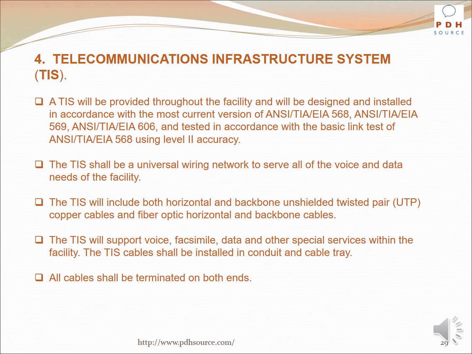A telecommunications infrastructure system, TIS, will be provided throughout the facility and will be designed and installed in accordance with the most current version of ANSI 568, ANSI 569, ANSI 606, and tested in accordance with the basic link test of ANSI 568 using level 2 accuracy. The TIS shall be a universal wiring network to serve all the voice and data needs of the facility. The TIS will include both horizontal and backbone unshielded twisted pair UTP copper cables and fiber optic horizontal and backbone cables. The TIS will support voice, facsimile, data, and other special services within the facility. The TIS cable shall be installed in conduit and cable tray. All cables shall be terminated on both ends.